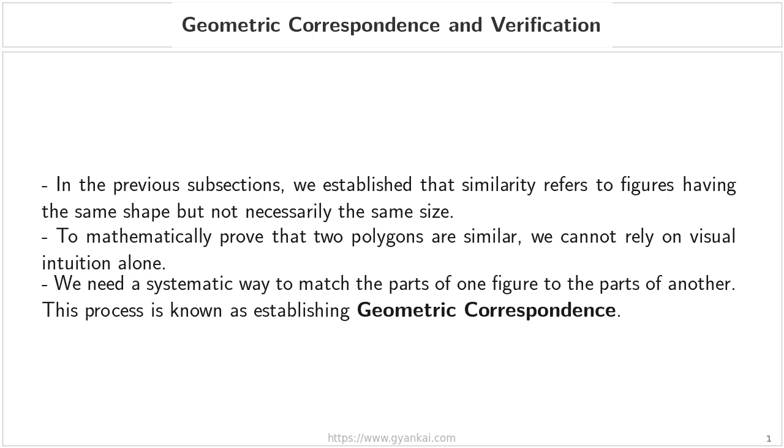We need a systematic, organized way to match the specific parts of one polygon to the specific parts of another. This precise process of pairing up vertices, sides, and angles is what we call establishing geometric correspondence. Over the next few slides, I'm going to show you exactly how we identify these partners and how we use them to verify similarity with absolute certainty.